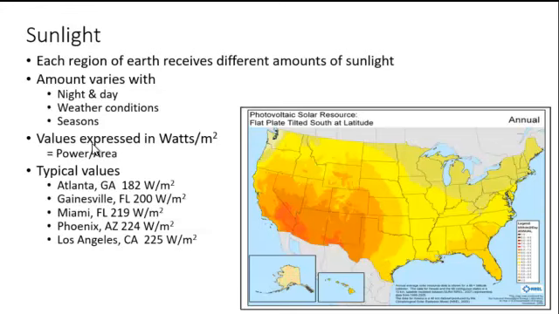But generally speaking, the values are expressed in watts per square meter. That's an amount of power per area. And the numbers that are shown here are averages that take into account all these variations, night and day, seasons, and so on. So typical values would be on the order of a couple hundred watts per square meter. For instance, in Atlanta, it's 182. Then it increases as you go south to 200 watts per square meter for us. It goes a little higher in Miami at 219 watts per square meter. For comparison, Los Angeles is at 225, pretty high by comparison. Phoenix, Arizona is at 224 watts per square meter.